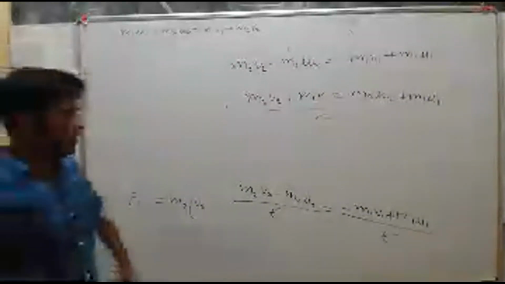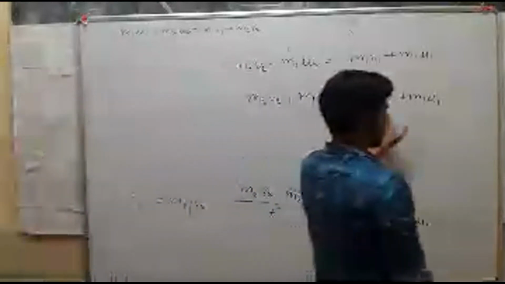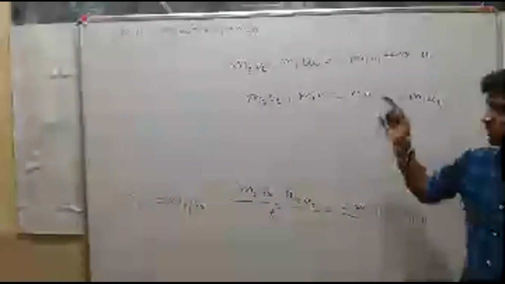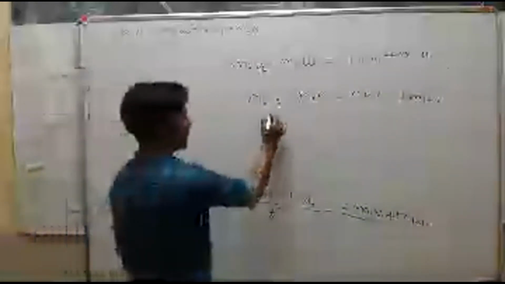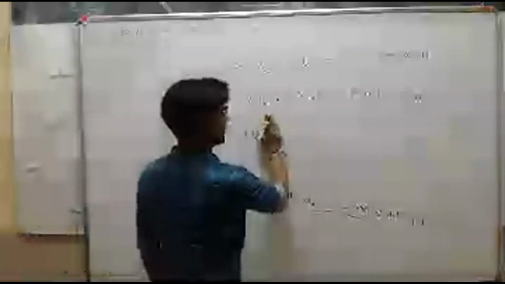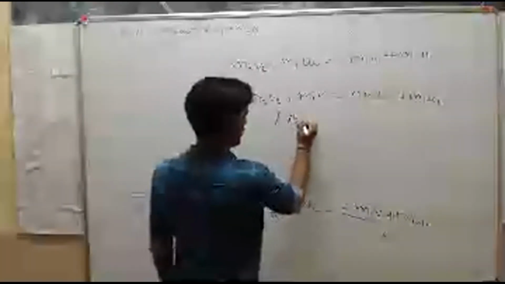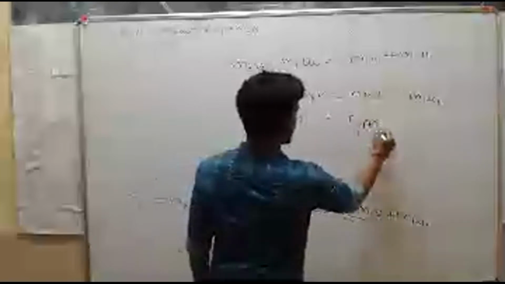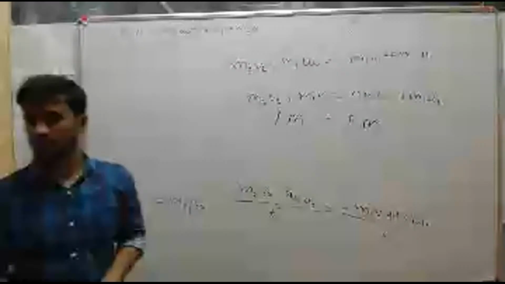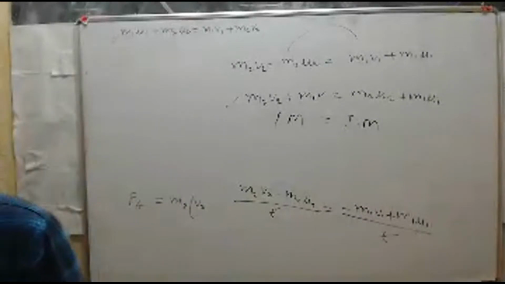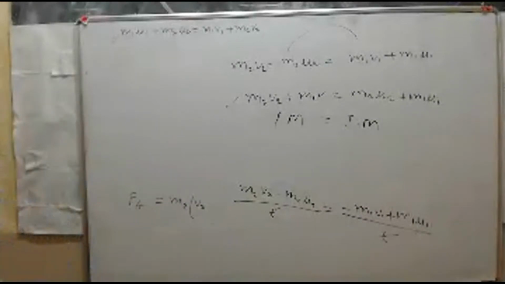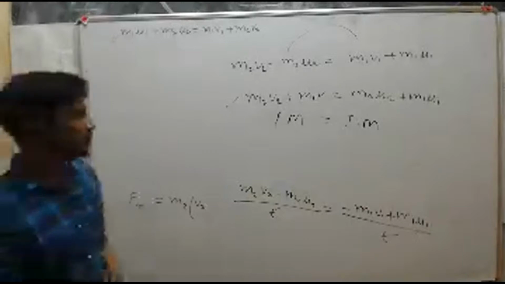Okay, so what is the meaning of this equation? It says that initial momentum is equal to the final momentum. This is the initial, and this is the final momentum, right? Final momentum is equal to the initial momentum. Both are the same. So this is proved mathematically.